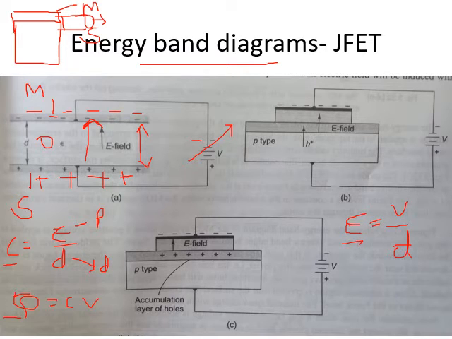And what about the second diagram? Here also we are giving a negative potential, correct? What happens if we apply negative potential here? Here we have a p-type substrate, correct? So what are the majority carriers in the p-type?